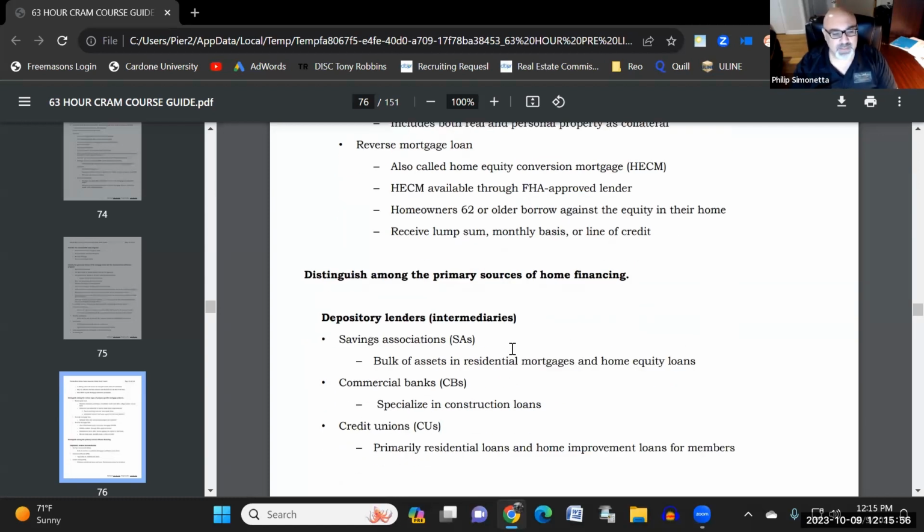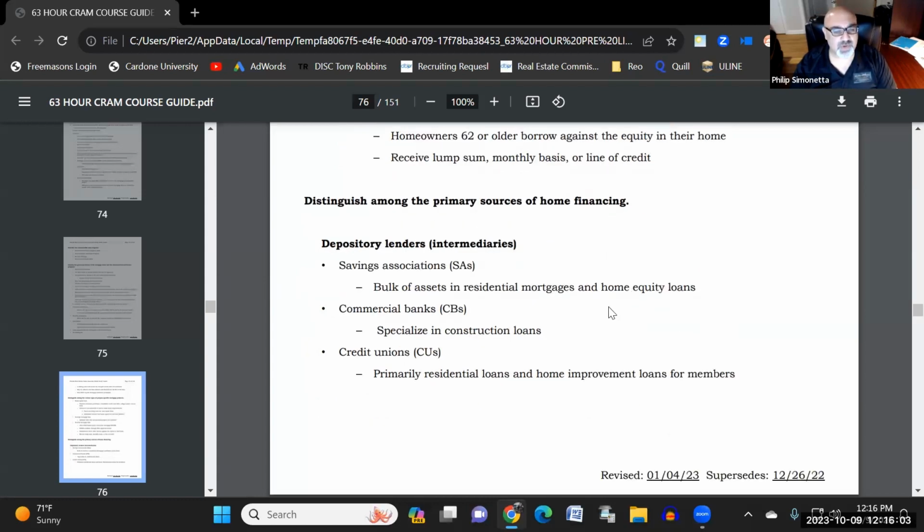Okay. Now we need to talk about distinguishing among the primary sources of home financing. So remember we talked about depository lenders. These are intermediaries. These basically have deposit accounts, checking, savings, things like that. So you have savings associations. The bulk of their assets are in residential mortgages and home equity loans. Commercial banks, they specialize in construction loans. And credit unions, they primarily handle residential loans and home improvement loans for their members.